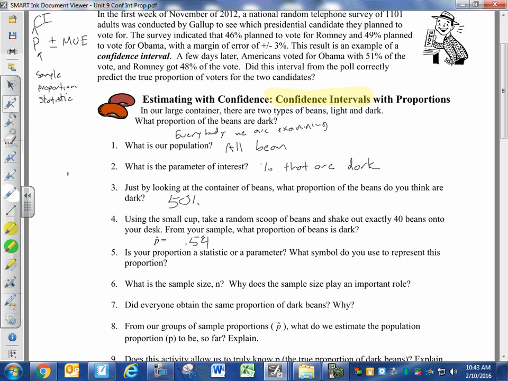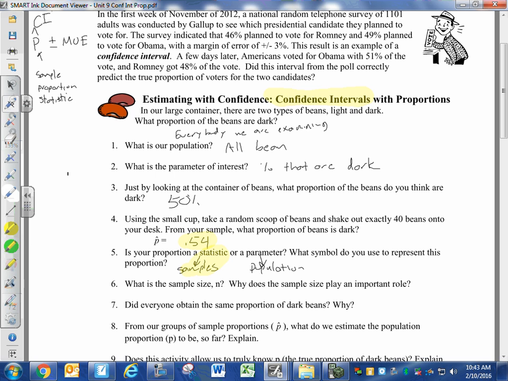The proportion that she found that was from a sample, is that a statistic or a parameter? Remember, parameters tell us about populations. Statistics tell us about samples. So this is a stat. Statistics come from samples. Parameters come from populations. This is just kind of a review of terms that we will be using. Statistics and samples, parameters and populations. In this case, this 0.54 would be a statistic since it came from samples.